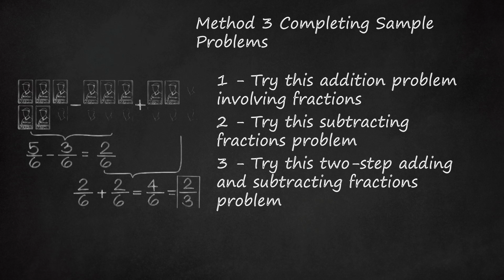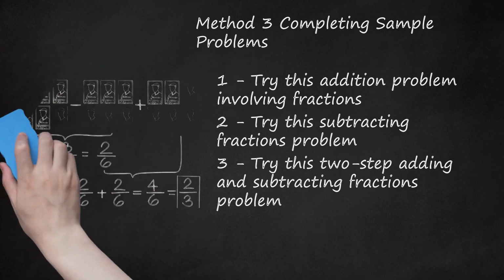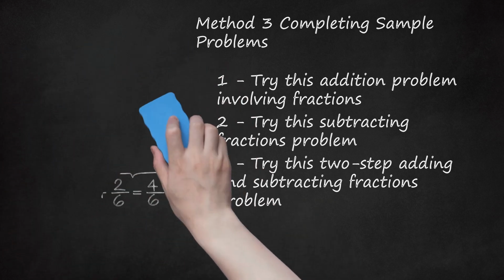The fraction 4/6 can be reduced or simplified. The largest number that evenly divides into the numerator and denominator is 2. 4 divided by 2 equals 2, and 6 divided by 2 equals 3. So, Donna has 2/3 of the set of baseball cards after both exchanges.